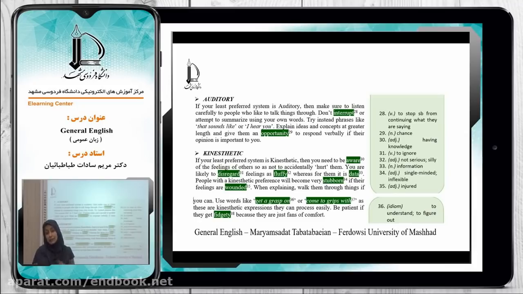And when you explain something to them, you need to walk, because when they see you move, they learn better. And also, if they have physical movement, they will learn better. Words you need to use with them also have this physical notion, like grip things. Yes, come to grips with means understand.